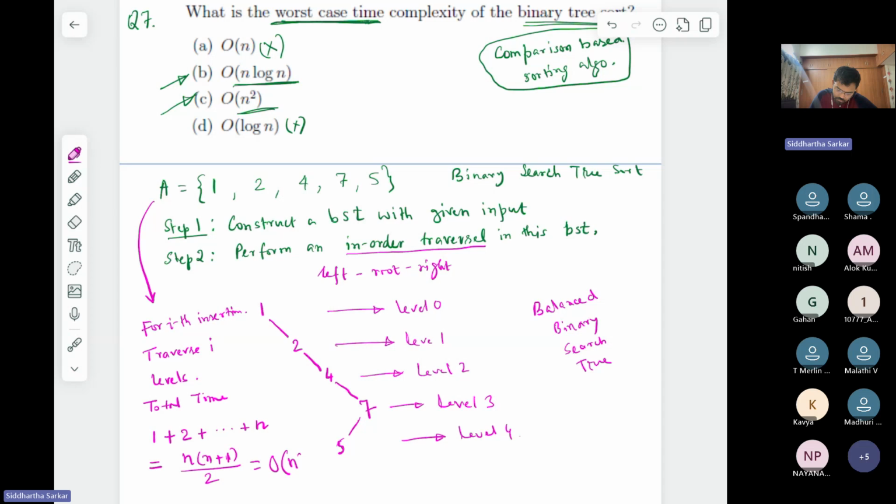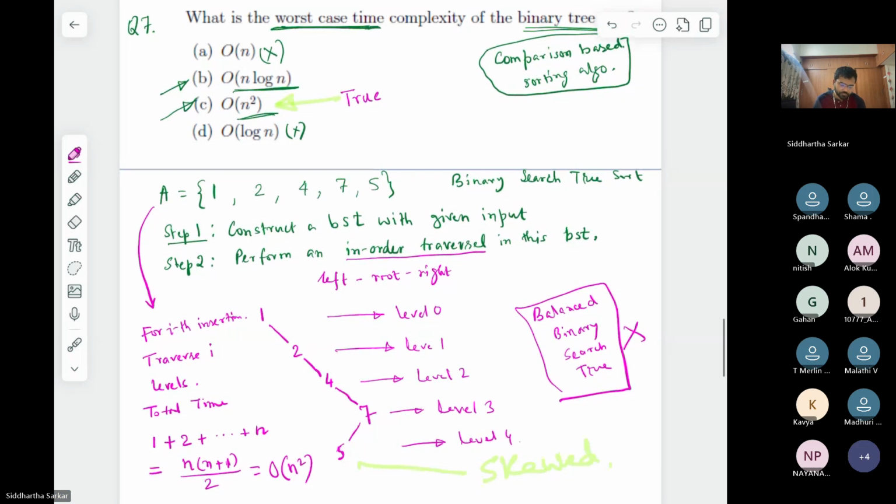So if the binary search tree is not balanced, if it is skewed like this, then how much time is required? Order n squared. So therefore, in the worst case, this is the answer we'll give. Is that fine? So construction of the binary search tree will take so much time.